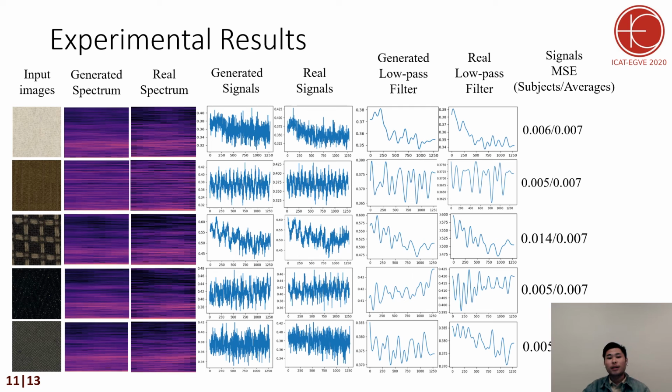We also calculated mean square error (MSE) values of generated signals and real signals. The MSE values of the 5 fabrics are 0.006, 0.005, 0.014, 0.005, and 0.005, respectively. The average MSE value is 0.007. We report the small MSE values to show the reliability and performance of our FrictGAN model.